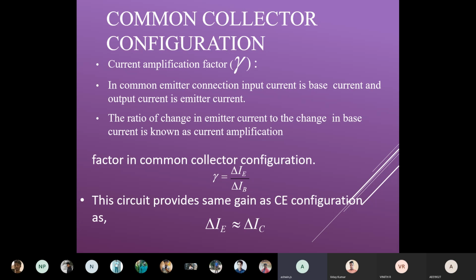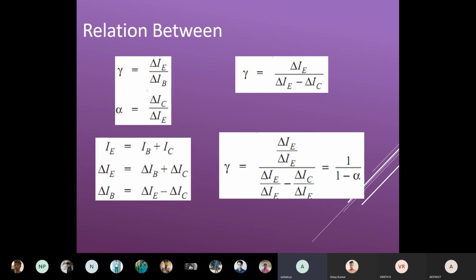so here the basic gamma equation is del IE by del IB. So that is what is represented here. And you know the alpha equation. So alpha equation is the output current of the collector with respect to the input current of the emitter. So alpha is equal to del IC by del IE. So now I want to show the relationship between your alpha and gamma. So here let me take the total current.